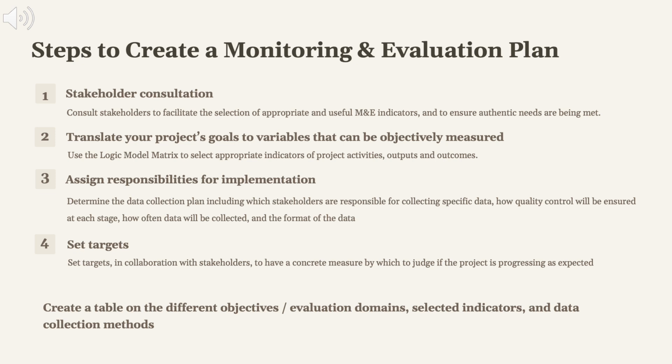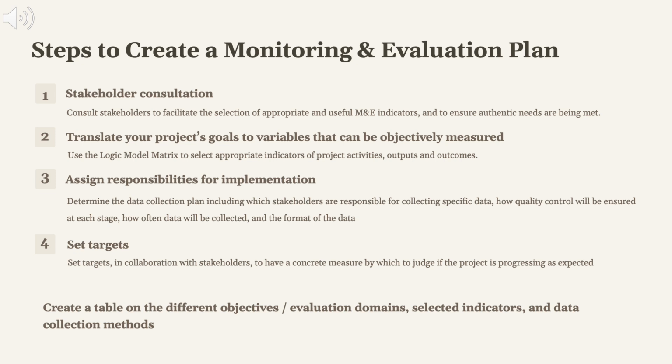The second step is to translate your project's goals into variables that can be objectively measured. This is where the logic model matrix becomes useful. The logic model helps you break down your project into its core components: activities, outputs, and outcomes. For each of these, you can then identify indicators that will help you track progress. For example, if one of your project goals is to improve the quality of care in health facilities, you might measure this by tracking staff training sessions (an activity), improvements in clinical skills (an output), and better patient outcomes (an outcome).